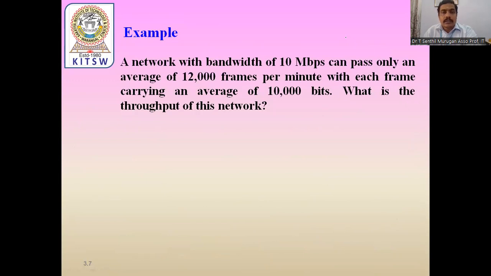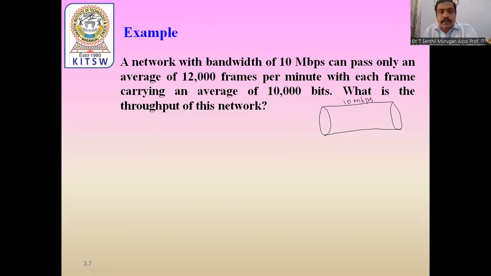A network with bandwidth of 10 Mbps can pass only an average of 12,000 frames per minute. So what they are saying is that one channel is there, and in this channel we are able to transmit 10 megabits per second. This is the entire bandwidth. Twelve thousand frames per minute is there.